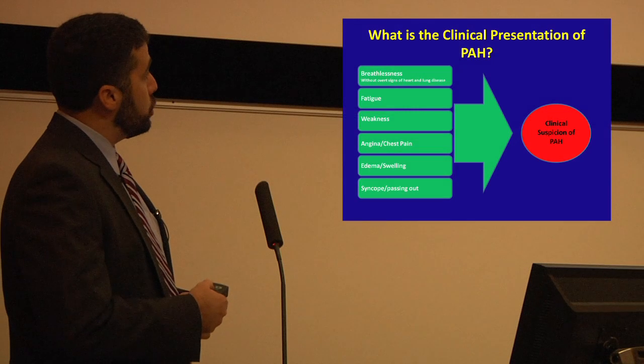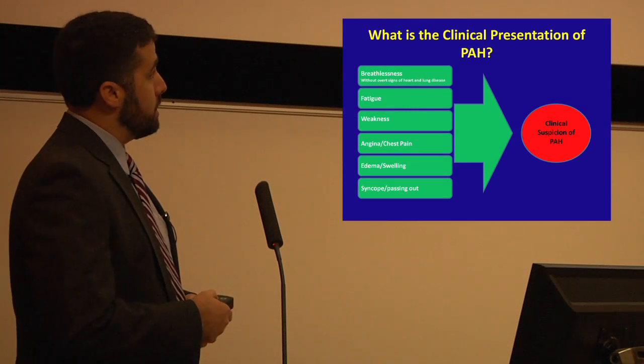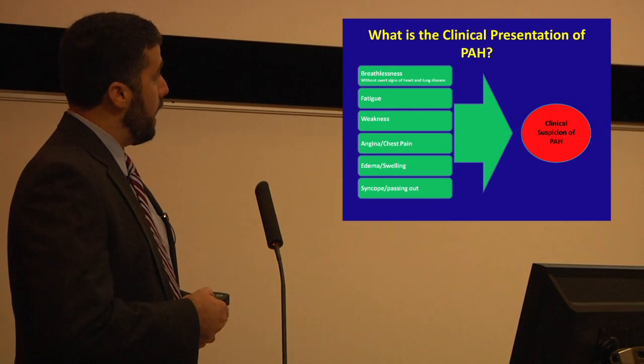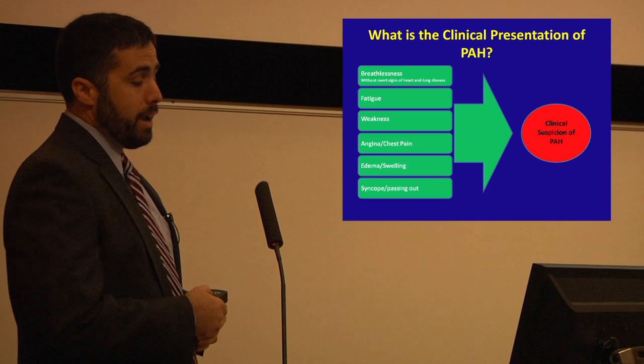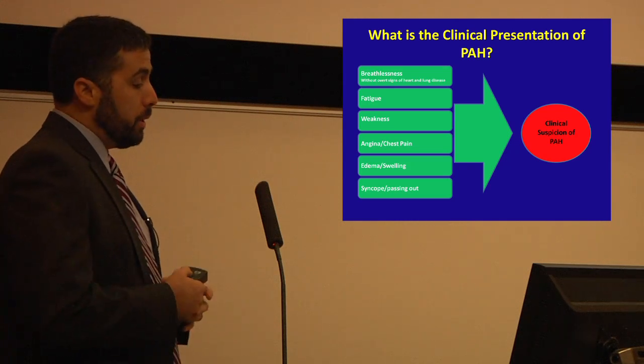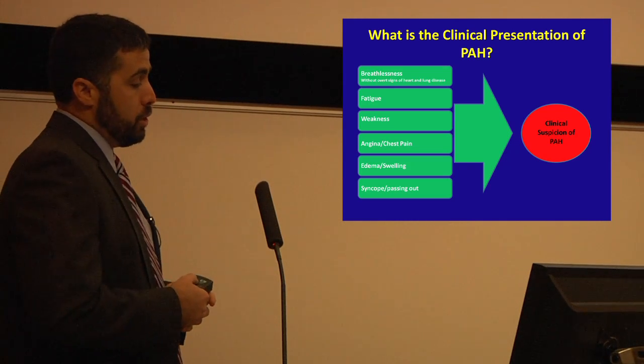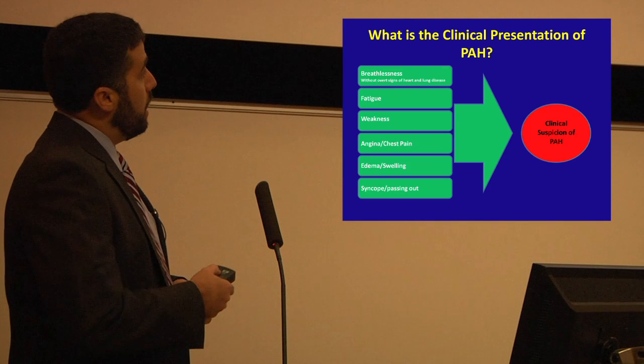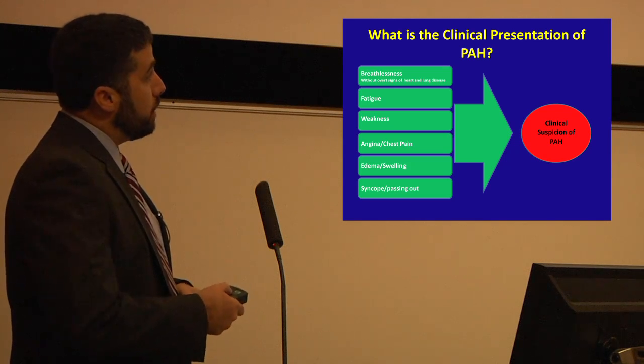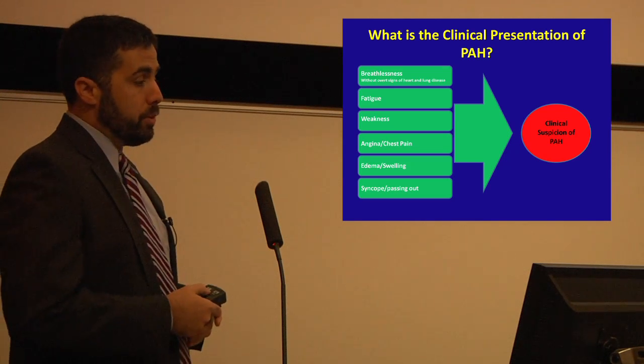I mean, people get short of breath for lots of reasons. You can have asthma, COPD, lots of different things that can lead people to be breathless. Fatigue, weakness, pain in the chest, swelling in the legs is always a sign that there's potentially something bad going on. And then certainly if someone passes out, that's a sign that we really need to be concerned about pulmonary hypertension. So we need to have a high clinical index of suspicion for pulmonary hypertension.